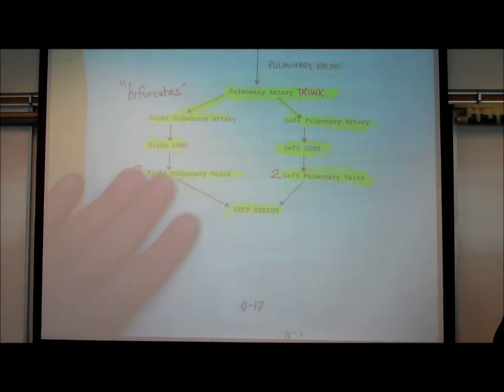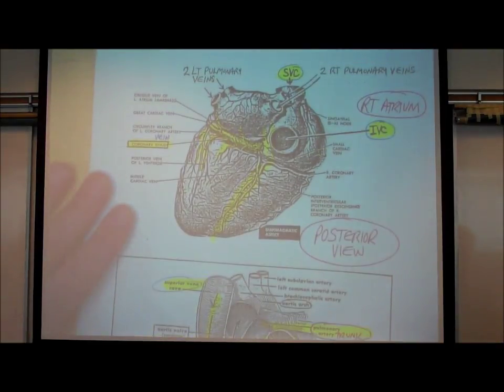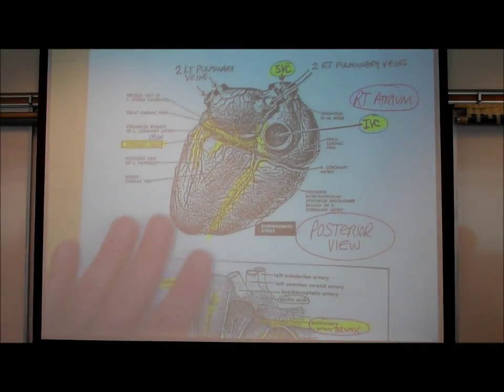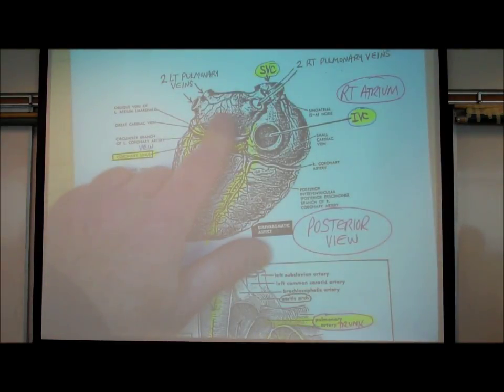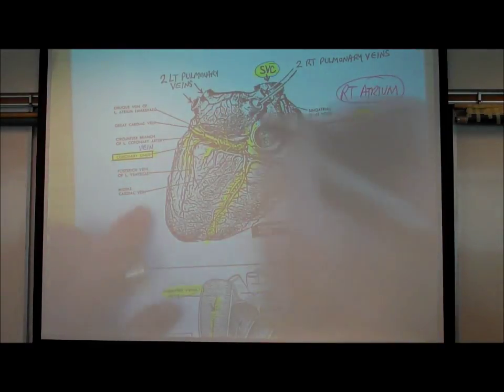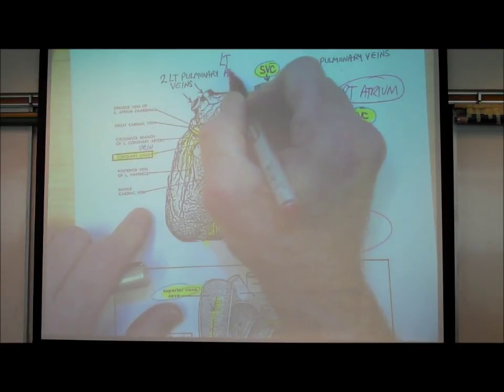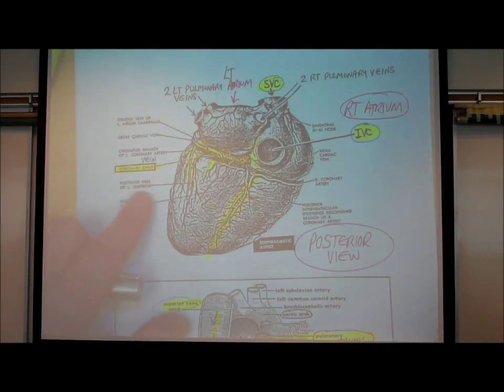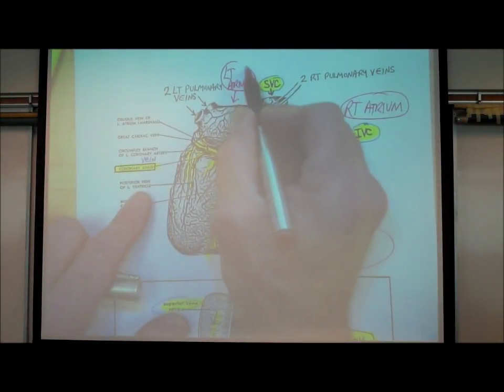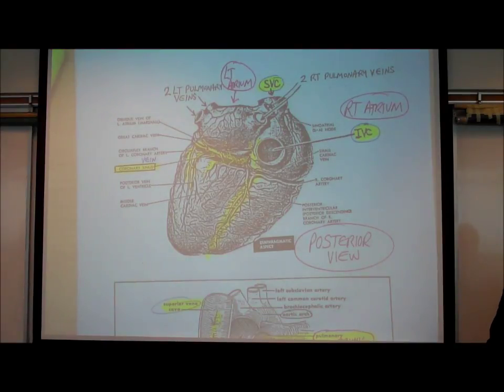Let's show you some pictures. So first of all, let's look at the handout we gave you today. In the top picture of the handout, this is the left atrium. This was the right atrium. This is the left atrium, right up here. Left atrium. There are 4 pulmonary veins bringing oxygenated blood to the left atrium.